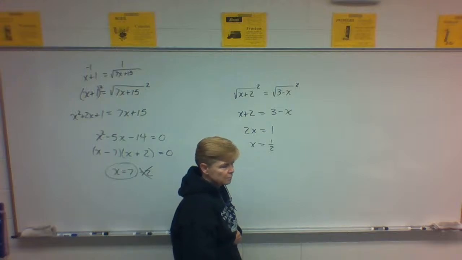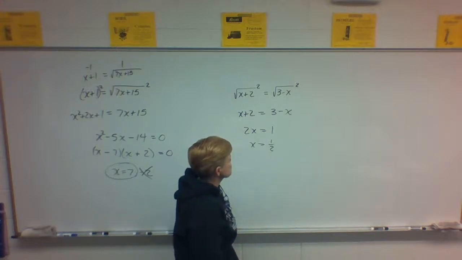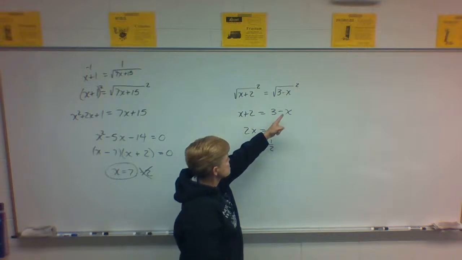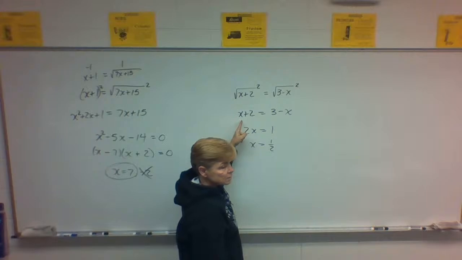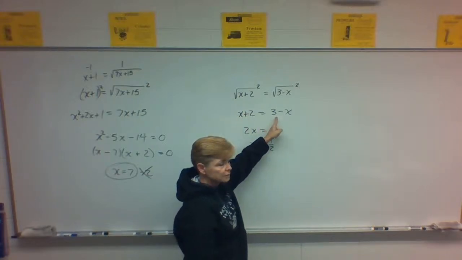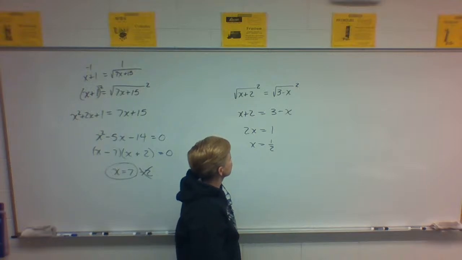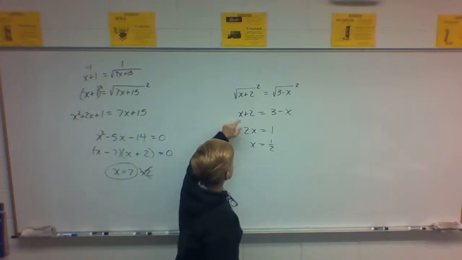Did you catch that or not? Did I go too fast? Anybody? Why did you get 2x? Because it's x plus 2. You've got to add x to this side. Oh, okay. And then subtract 2 from this side. Okay, yes. So we get 1/2 when you check it out.